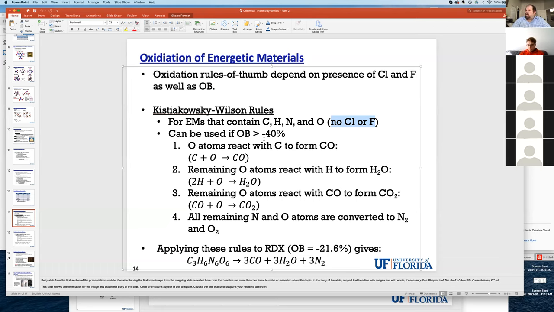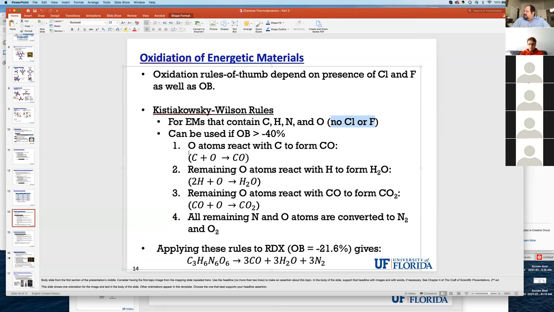So first, in the compound, any oxygen atom starts reacting with the carbon atoms to form CO. So we have C plus O going to CO. Then if there are any remaining oxygen atoms, those react with H to form H2O. So any remaining oxygen atom undergoes this reaction here, 2H plus O goes to H2O. Then you check to see if there are any remaining oxygen atoms. If there are, those oxygen atoms then react with the CO to form CO2.